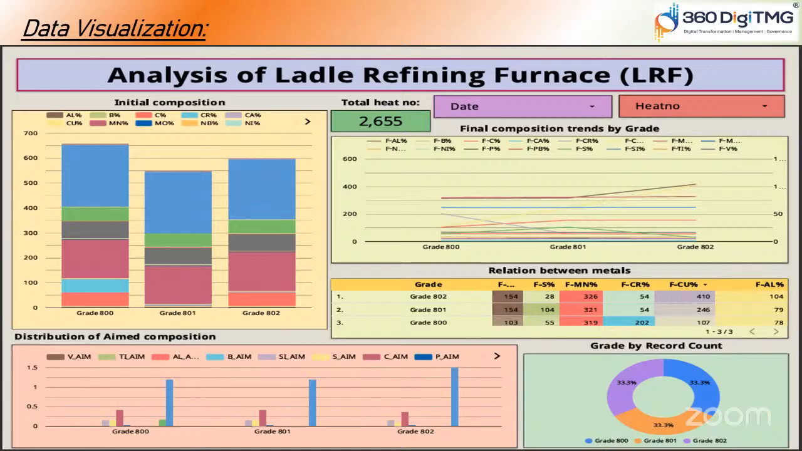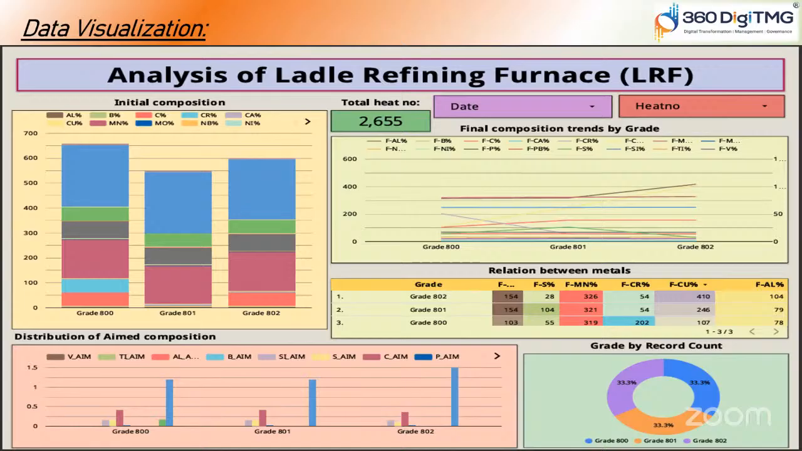Okay, so what is the most underrated metal across grades? Boron. Boron at 0.79% is the least used metal. It indicates it's only used in specialty steel applications or added sparingly.